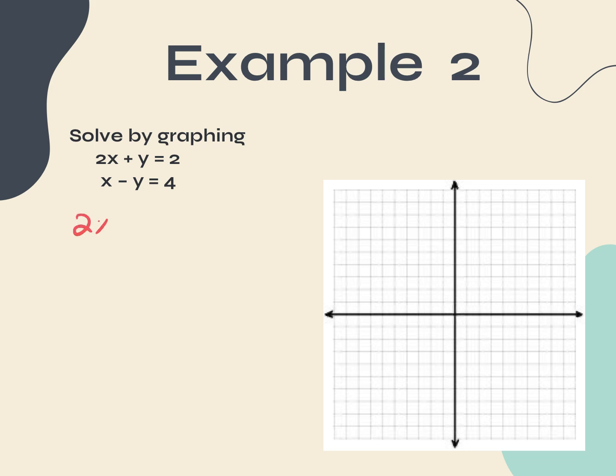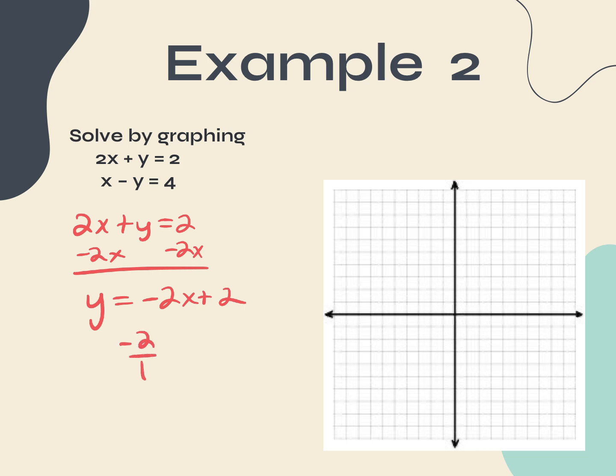We're going to go ahead and put it into y equals mx plus b form first. So let me subtract 2x. y equals -2x plus 2. I'm going to go ahead and graph it. My slope, I can change that -2 into -2 over 1. So I'm going to go down 2 for my rise, and then I'm going to run to the right 1.